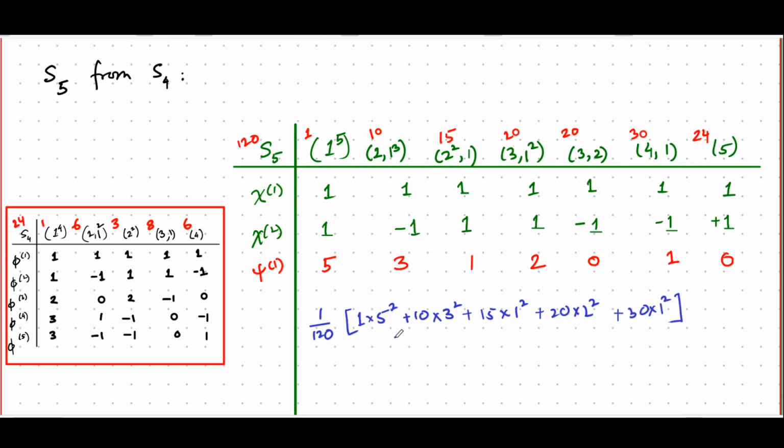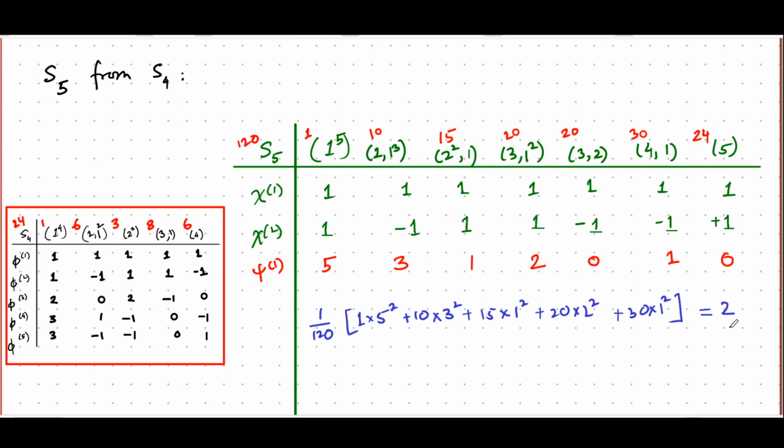And how much is this? This is 25 plus 90, that's 115 plus a 15, that's 130 plus 80, 210 plus a 30, 240. So this gives me 2. So the first thing that we learn is that this is not a simple character.